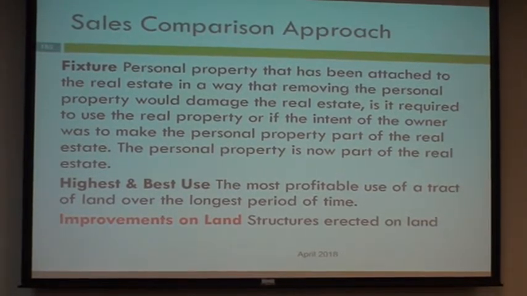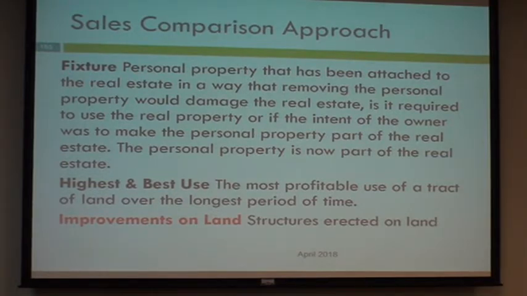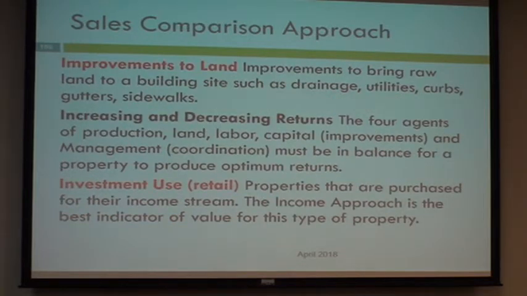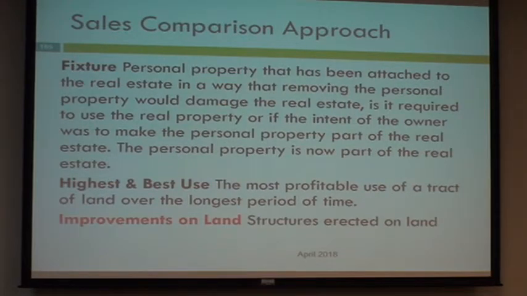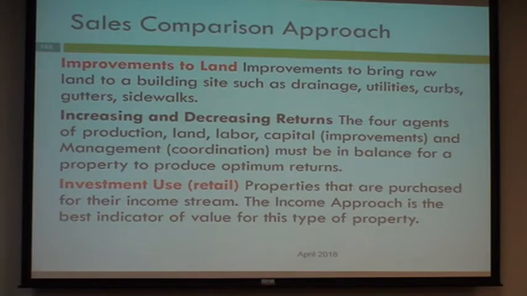How about improvements on the land? Somebody told me they had this shown for their future. It's structures erected on the land. It's different than improvements to the land, okay? Improvements on the land are structures made to the property, while improvements to the land are things such as drainage, utilities, curbs, gutters, and sidewalks. So you've got two different things there, improvements on and improvements to. On and to make it a little different, don't they?